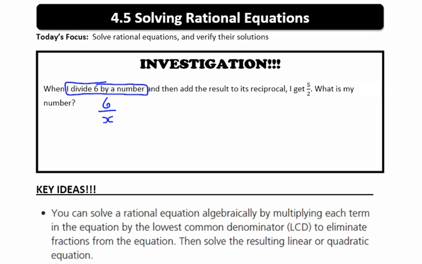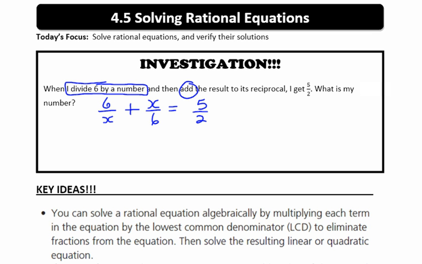And then I add the result to its reciprocal. So what would be the reciprocal of 6 over x? X over 6. I get 5 over 2. You know, back in grade 10, we simplified these by getting rid of the fraction. If we get rid of the fraction, it's always a lot easier to solve. So how do we get rid of the fraction? We multiply everybody by the lowest common denominator.